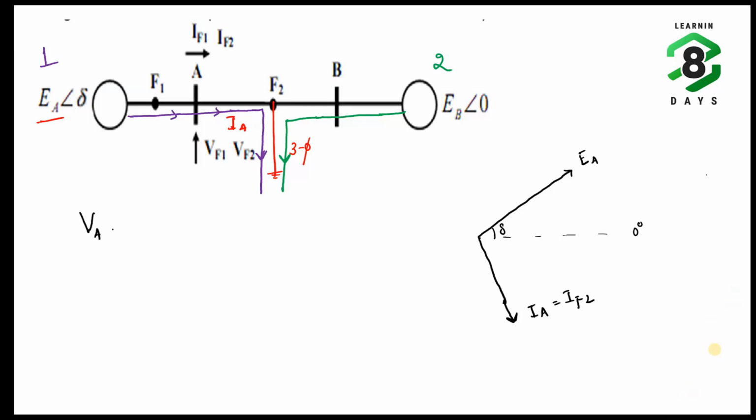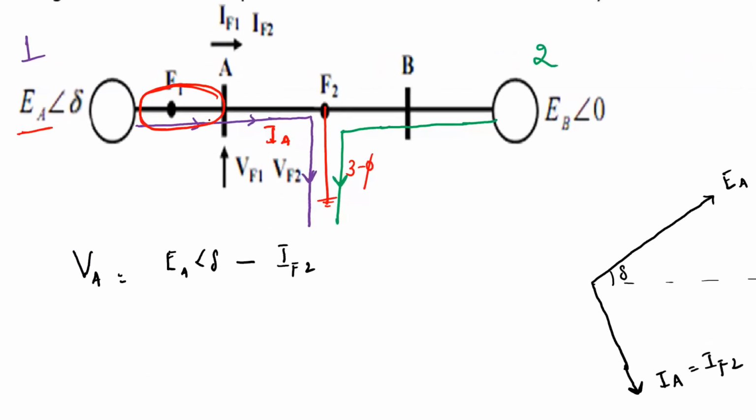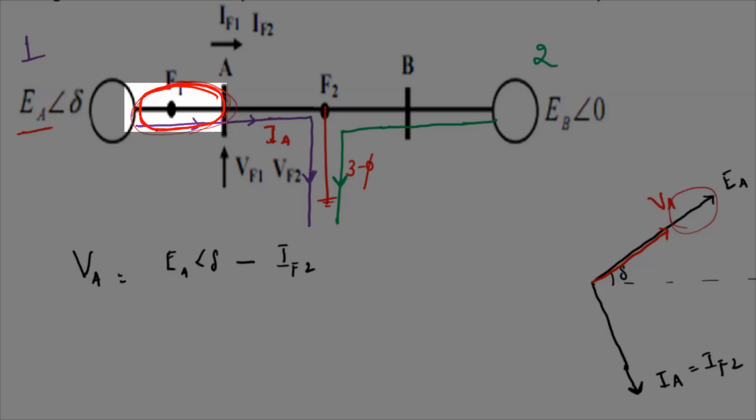Now the voltage at bus A will be how much? The voltage at bus A will be EA at an angle delta minus this fault current, IF2, into the reactance of this portion. If you substitute that reactance value, you are going to get your VA value, the voltage at the bus bar A. Understand? So why is there a drop? The drop is because of the voltage drop in this portion.